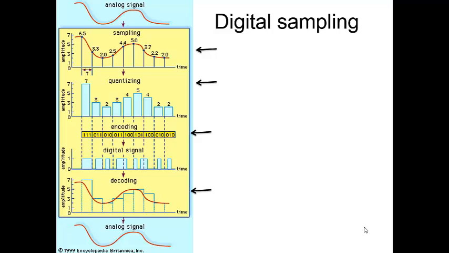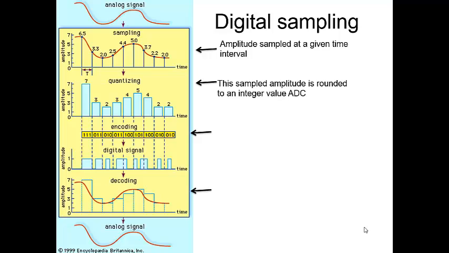So this is the conversion from analog to digital. What we have here is when we take some sampling, the amplitude is sampled at a given time interval. So at every specific time interval, what they do is they provide a number. It's rounded to the nearest integer value, and this is the ADC, analog to digital converter. All these integers are converted into binary numbers. In this case we've got a 3-bit example, but it can be more complicated if need be.